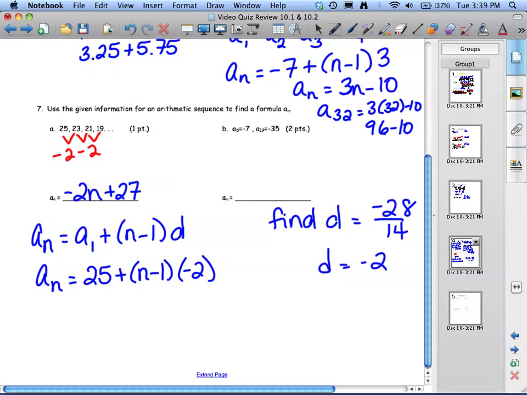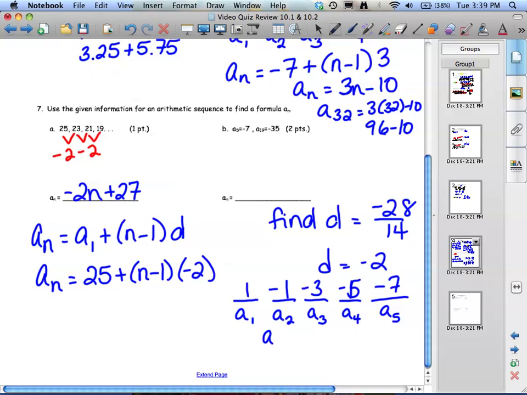You also need to find A sub 1. And so I don't mind that you do this. If it's negative 7, this would have to be negative 5. This would have to be negative 3, negative 1. The first term is 1. So if I plug into my equation, 1 plus n minus 1 times D is negative 2, and do my algebra, I get negative 2n plus 3 is the general form.